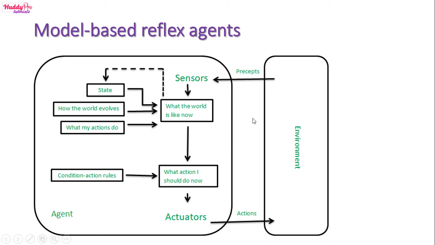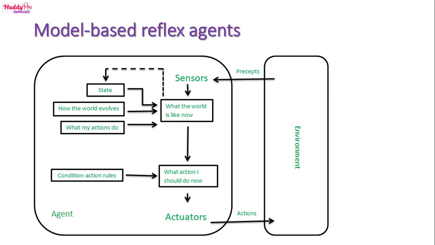So the world keeps on evolving. Depending on the percepts, how this agent sees the world keeps on changing, it keeps on evolving depending on the percepts it receives, and then it must decide what actions to do. After which, in order to take the action by means of the actuators, it uses the condition action rules. So that's the difference between the model-based reflex agents and the simple reflex agents.